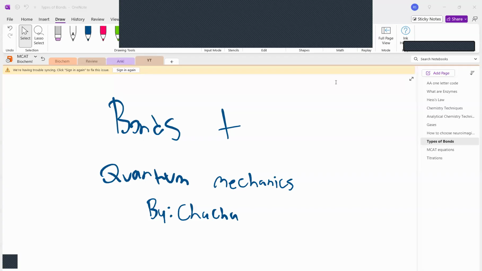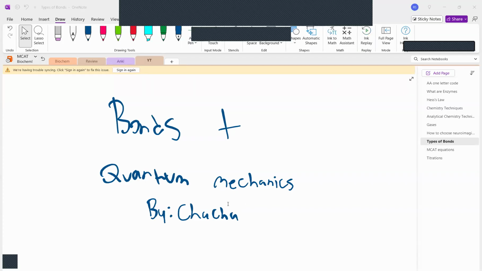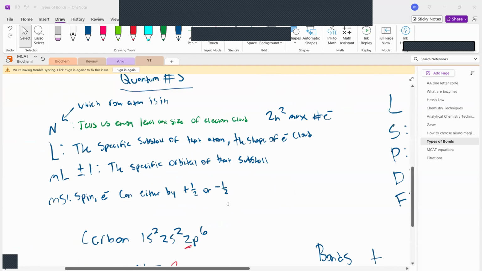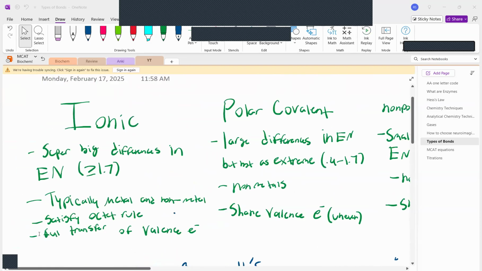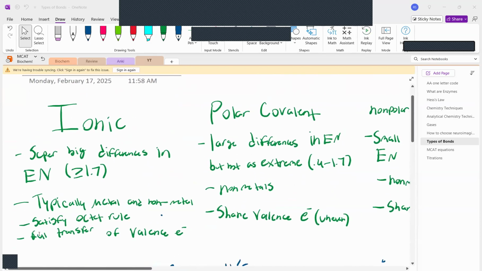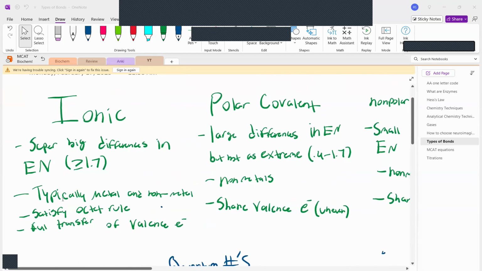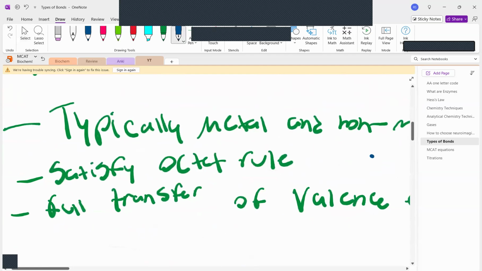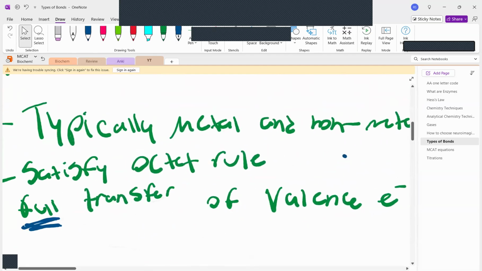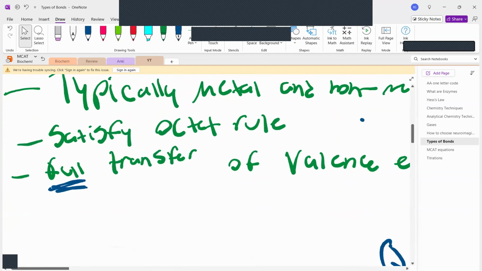My name is Cha Cha, and today I'm going to be talking about bonds and quantum mechanics, or bond types, I should say. So first let's talk about ionic bonds. There are super big differences in electronegativity. It's typically between a metal and a non-metal, and it fully satisfies the octet rule. So it's the full transfer of the valence electron, whereas covalent is typically when you're sharing.